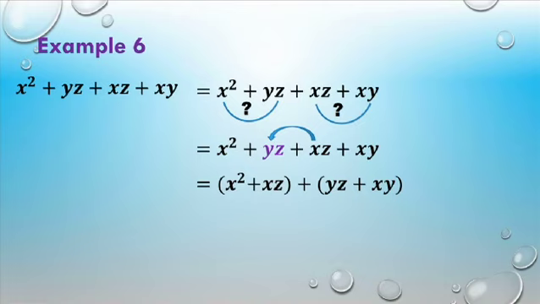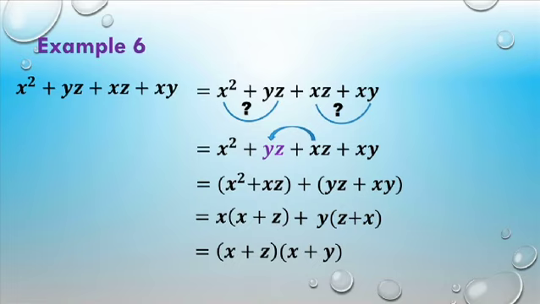So let us have a look at the first pair of brackets. What is common between these two terms? x is common and I'm left with x plus z. Now the second pair of brackets, y is common and I'm left with z plus x. Now x plus z and z plus x are same. Remember 2 plus 3 is same as 3 plus 2. So I can write it as x plus z into x plus y.